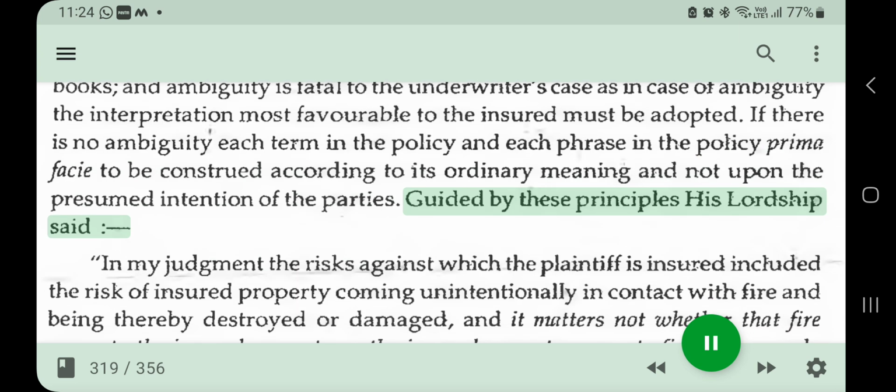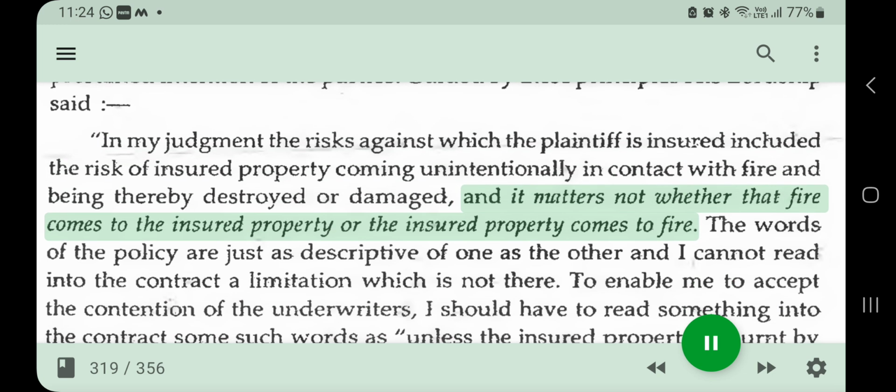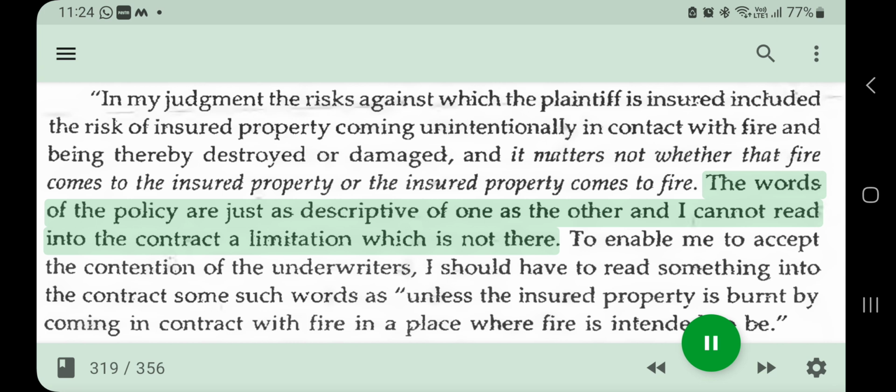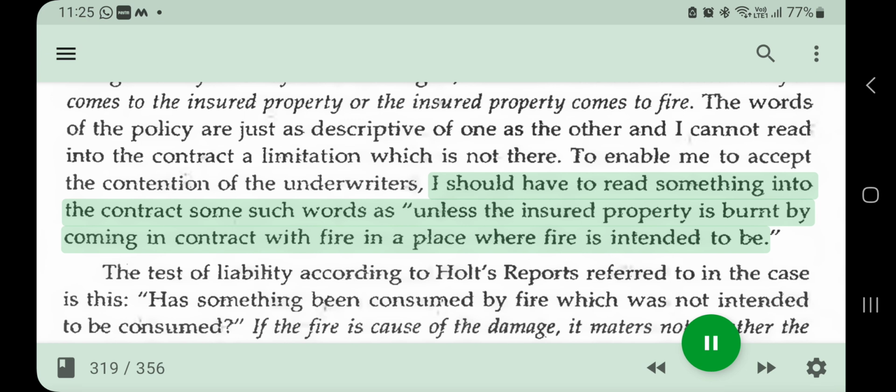Guided by these principles, his lordship said, "In my judgment, the risks against which the plaintiff is insured included the risk of insured property coming unintentionally in contact with fire and being thereby destroyed or damaged, and it matters not whether that fire comes to the insured property or the insured property comes to fire. The words of the policy are just as descriptive of one as the other, and I cannot read into the contract a limitation which is not there. To enable me to accept the contention of the underwriters, I should have to read something into the contract, some such words as, 'unless the insured property is burned by coming in contact with fire in a place where fire is intended to be.'"